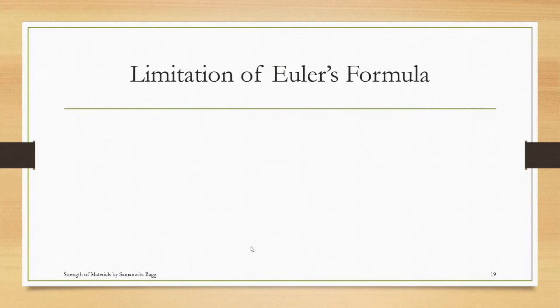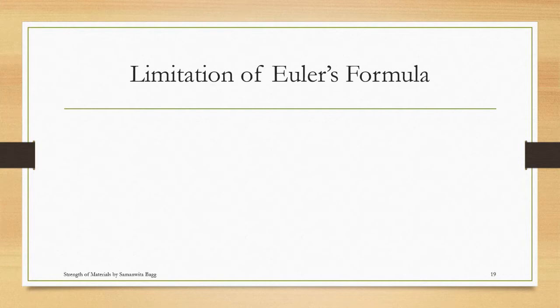Next, let's talk about the limitation of Euler's formula. Now, we are already aware of the major limitation of Euler's formula, that is, Euler has given the formula only for long columns. And when he is talking only about long columns, such kind of columns will fail under buckling only. There will be no effect of direct stress. That is, no compressive stress or crushing can happen in these kind of columns. So we are effectively not talking about short columns, wherein the failure happens because of crushing or compressive load, as you can call it.